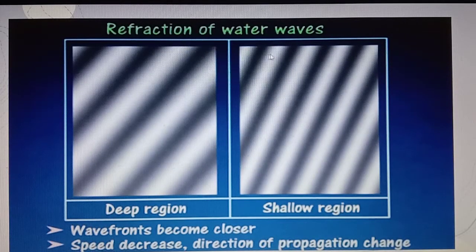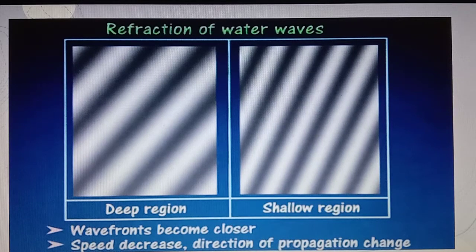So refraction of water waves, if we use a ripple tank, we can observe the pattern form on the screen like this. There are bright and dark fringes. We have discussed earlier how the bright and dark fringes form when we use a ripple tank. In the deep region, the distance between two bright fringes or dark fringes is longer compared to the shallow region. The bright and dark fringes actually represent the wavefronts of the waves. You still remember the meaning of wavefronts? Line joining all points which are in phase.